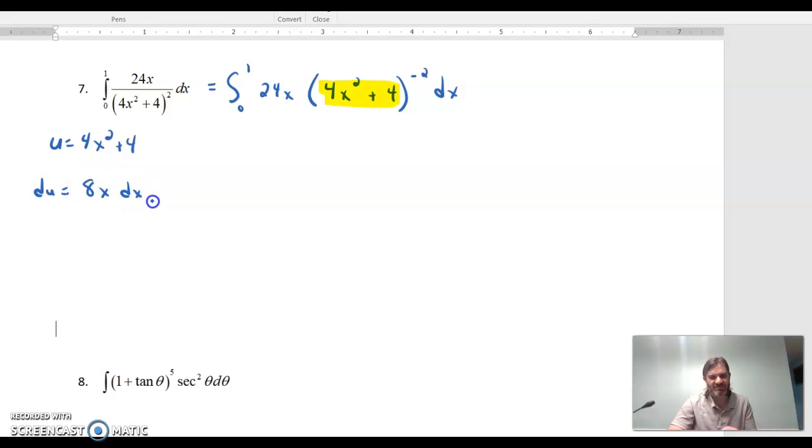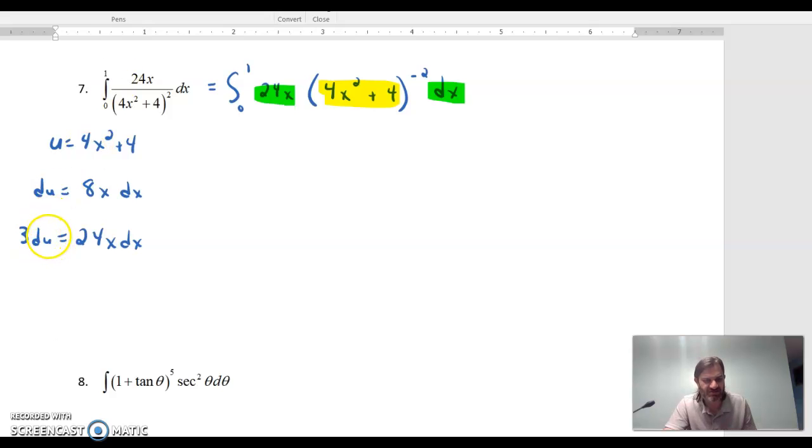Now that doesn't match up perfectly, and you've got a couple options here you could do. I'm going to do something a little bit different than I usually do, because I'm trying to match up the 24x and the dx. One thing I could do is I could either just ignore the 24 and divide out the 8 and replace it. But let's say I multiply both sides of my du equals 8x dx by 3. If I do that, I'll have 3 du equals 24x dx. So it's an equation. I can do the same thing to both sides. So that gives me something nice that I could replace with. So I can replace my 24x dx with 3 du.